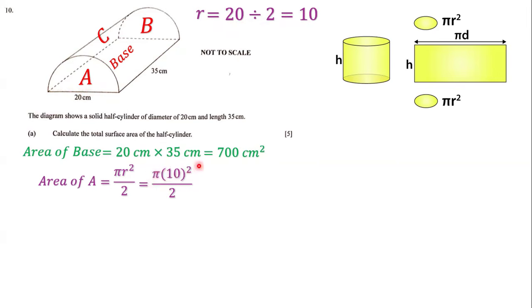Yes, pi r squared. So pi multiplied by r, which is 10. So this is 10 squared all over 2. So pi r squared, because 10 is r, all over 2.